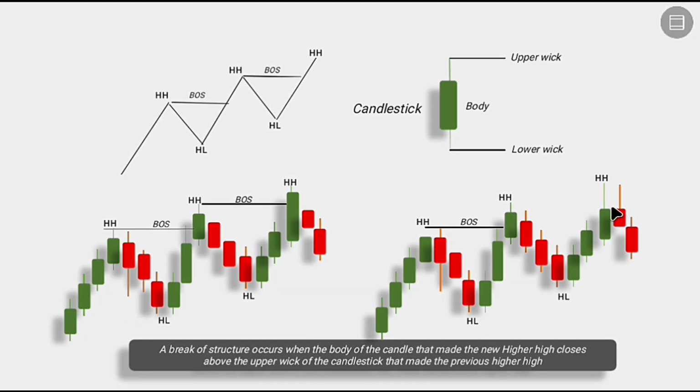Now let's take a look at this again. This is the body of the candle that made the new higher high, and this is the upper wick of the candle that made the old higher high. Let's see if there is a confirmed break of structure. Boom, there is no break of structure yet. So for now, you can't say that this market can continue going up. It means that sellers are probably going to take over. If, however, another candle printed and it forms something like this, now it is a confirmed break of structure.